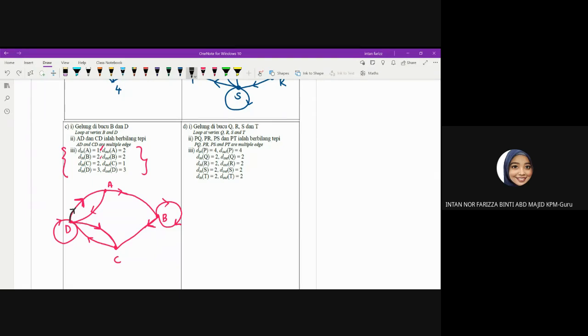So what are the steps? I repeat, list out all the vertices and then we start with the loop and also multiple edges. Then only you do the in and the out. After that, make sure you check one by one, the in and the out. Make sure it is tally. Okay, I don't want you to make careless mistakes because these questions are easy questions.